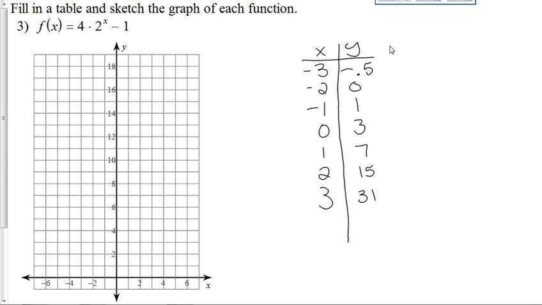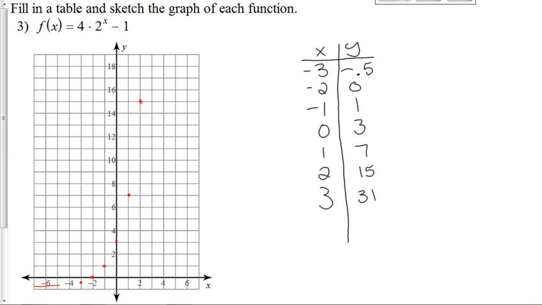Let's go ahead and plot each one of those on the graph. Negative 3 matched with negative 0.5. Negative 2 is matched with 0. Negative 1 is matched with 1. 0 is matched with 3. 1 is matched with 7. And 2 is matched with 15. And 3 is off the graph. So here is the graph.